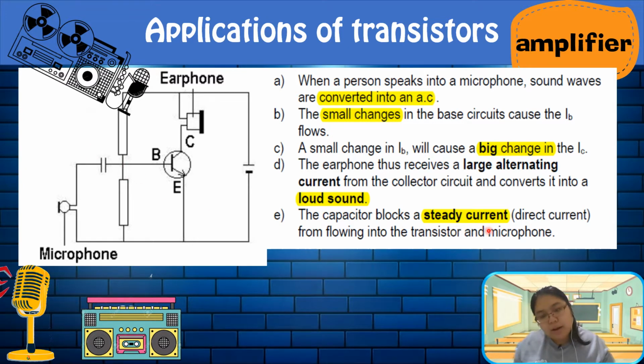From here we put the capacitor at the starting point because it can block the steady current. The steady current here is direct current. So it is blocked from flowing through the transistor and also the microphone. That means all the current flowing through the transistor and the microphone must be alternating current. Okay?